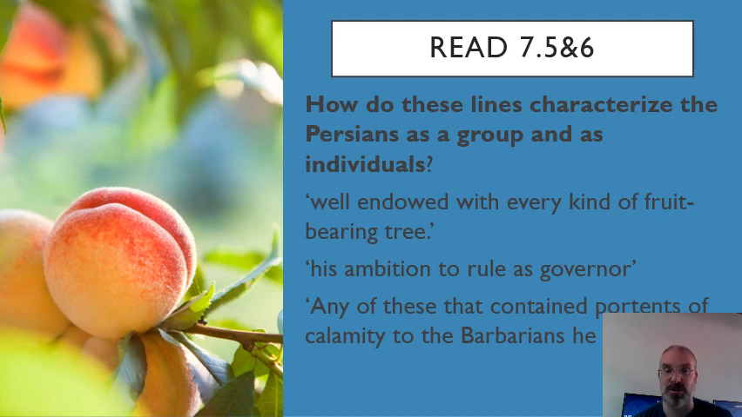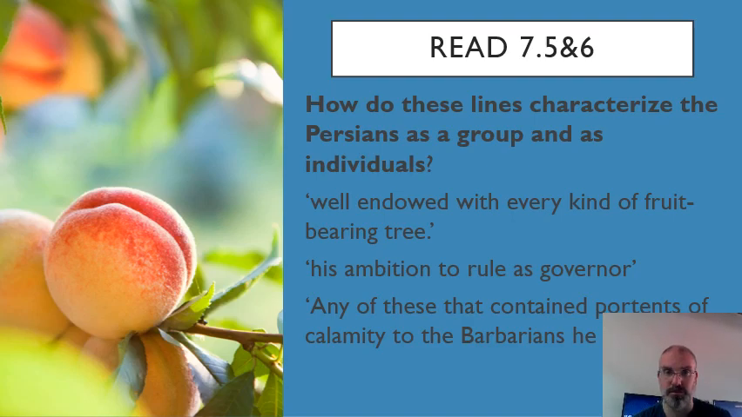When he hears bad ones or interprets bad ones, he hides them from Xerxes because he's afraid he'll be killed or get his head cut off. So any of these that contain portents of calamity to the barbarians, he did not speak. This is the problem with a lack of the freedom to speak. If you think you're going to get your head cut off, you just tell someone what they want to hear. You don't tell them the truth, and therefore they can't make good decisions.